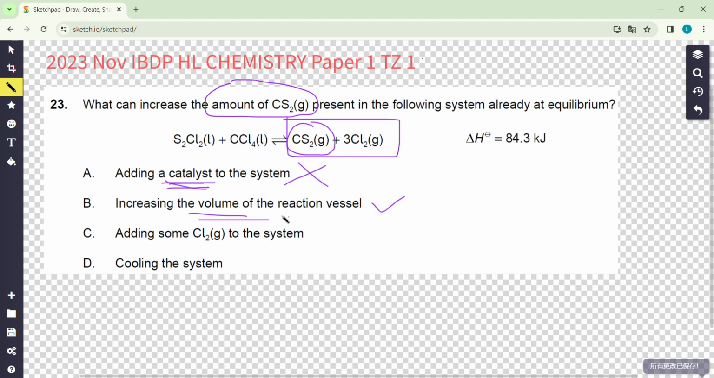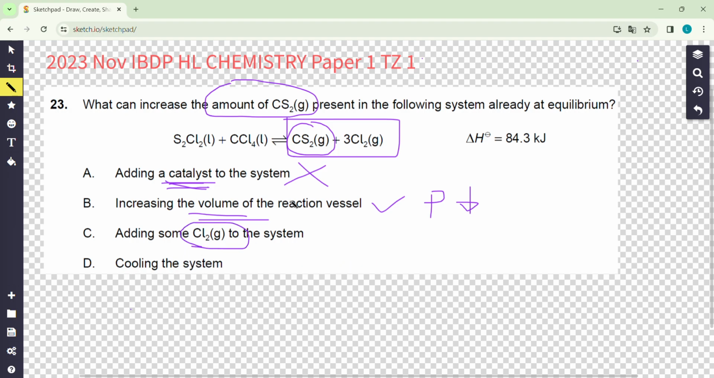Okay, so if the volume increases, the pressure of the gas decreases. So the problem of too high pressure becomes less important. Okay, so more gas product can be produced and the equilibrium will shift to the right. Look at the other two.